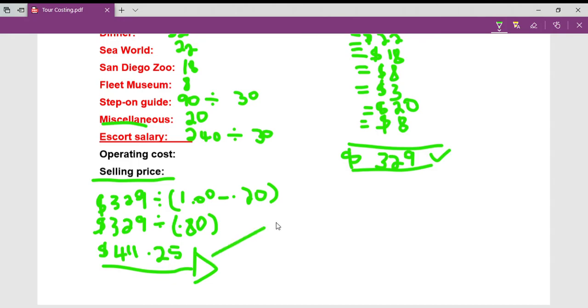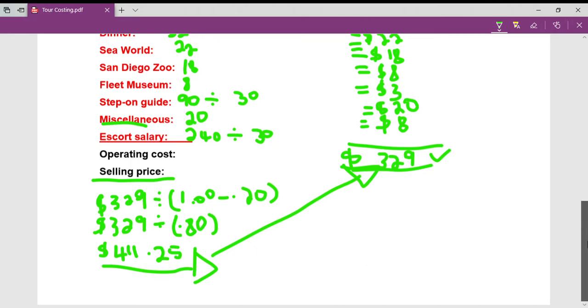Now, what you see here is basically your selling price. You can see that it is totally different from what the tour cost per person. So what this means is we've factored in 20%. We've added 20% into this so that we can make our own profit. All right, so that's basically it.